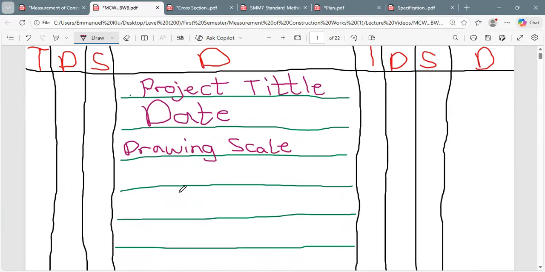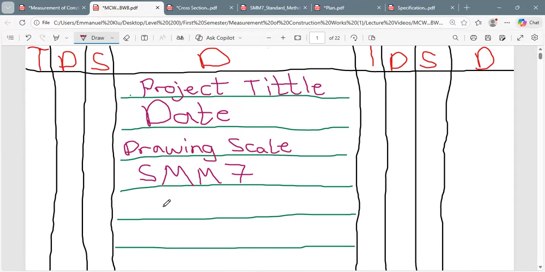Good. After the drawing scale, what are you going to put over there? Which standard method of measurement are you using? Is it SMM5, SMM6, or which one? The one we are using is SMM7. SMM7. Nicely. And what do we do next?